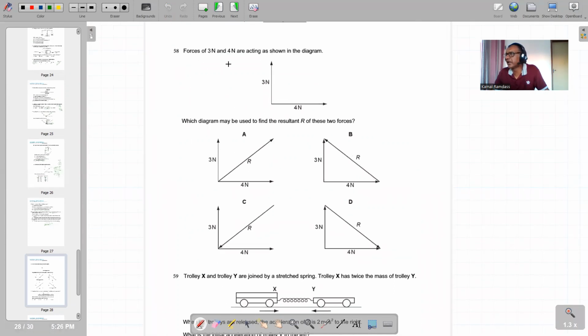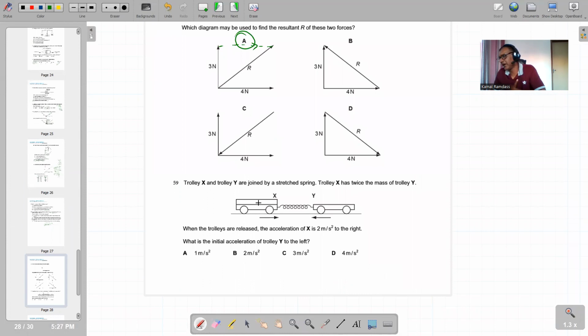Forces of 3 Newton and 4 Newton are acting as shown in the diagram. Which diagram may be used to find the resultant of these forces? Not this one, it has to be this one. 3 plus 4, my gain is 1.